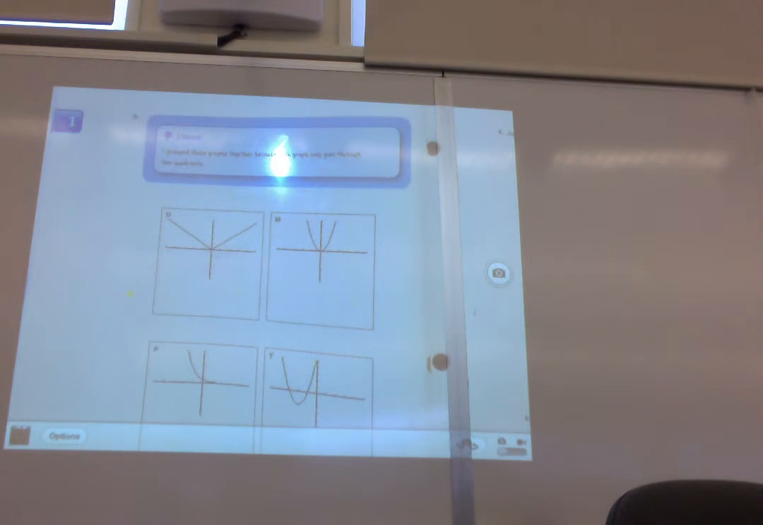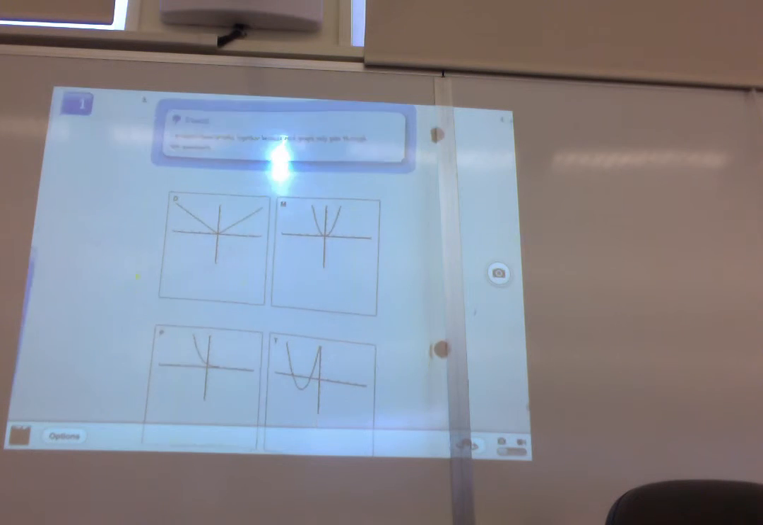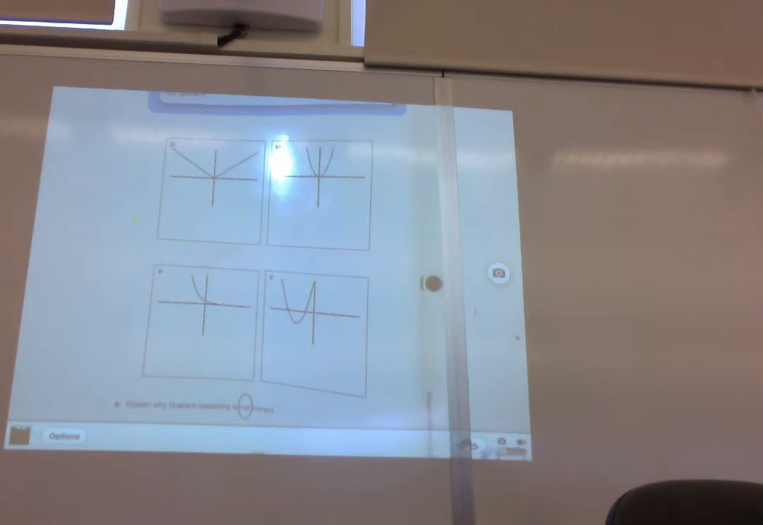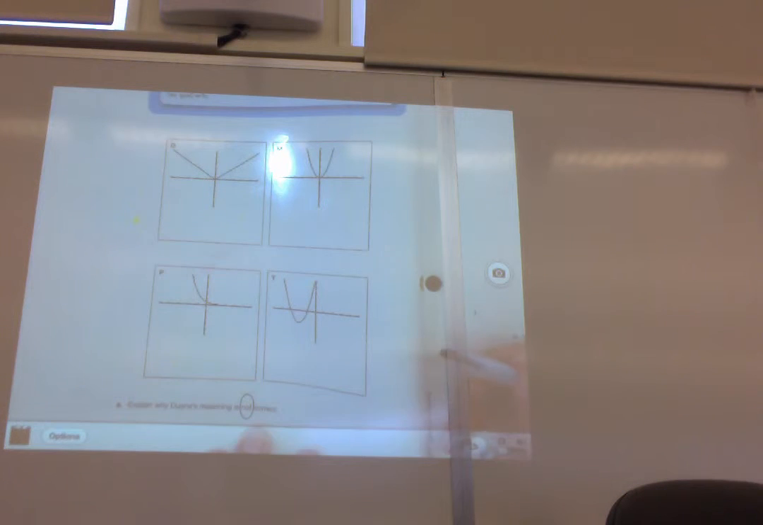Explain why Dwayne's reasoning is not correct. Noodle, thank you. Dwayne, where's Dwayne? Dwayne is on page 30, number 3. You figured this out. It's not correct because on T, the line keeps going past the third quadrant.